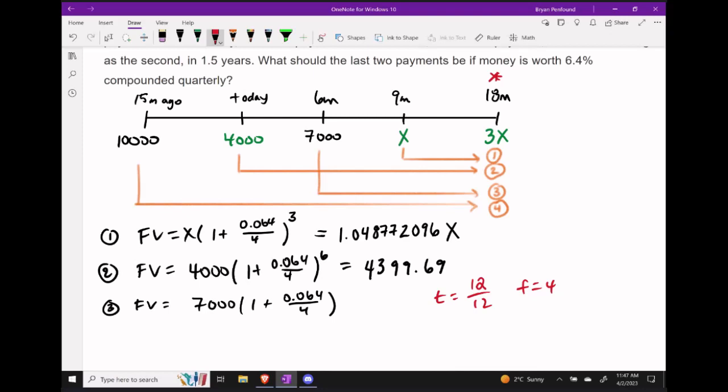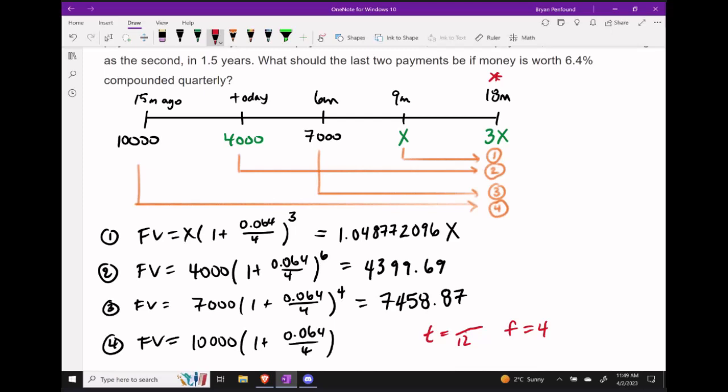In our third step, we're going to look at the payment that happens 6 months from today. That payment size is $7,000. We have to move this to the 18-month mark, so that means it's going to go through 12 months worth of time. 12/12 is equal to 1. So when we multiply t and f together, we should get 4. And performing this multiplication gives $7,458.87.